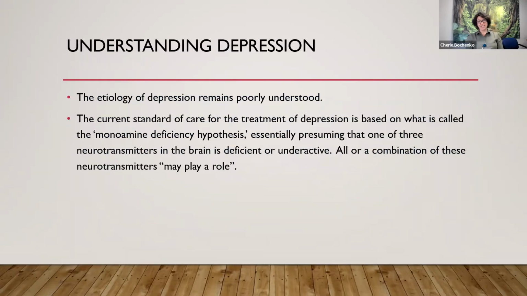Now, understanding depression, that's a tough one. Even when you're trying to explain to patients, it's poorly understood. The current treatment is based on what's called the monoamine deficiency hypothesis, and there are some emerging thoughts about what's actually going on in the brain. We're talking about 1 of 3 neurotransmitters in the brain being deficient or underactive, and they all may play a role. When I talk to patients, we talk about there being strong evidence of a genetic component to depression, but specific genetic factors have not really been identified.